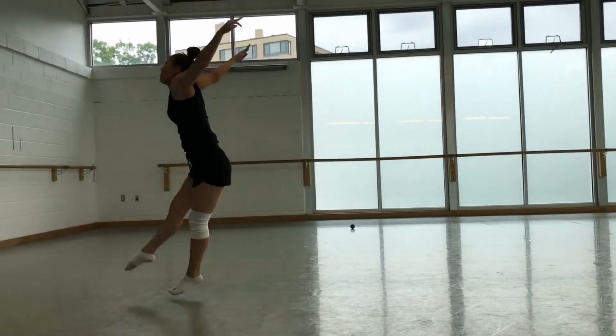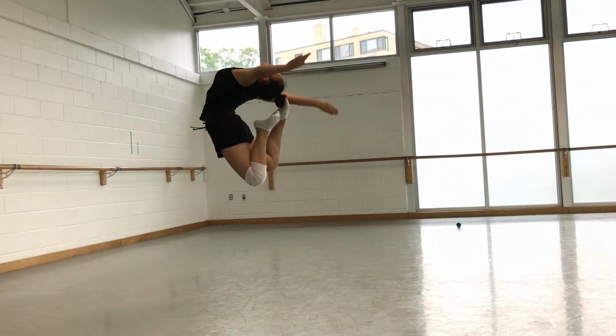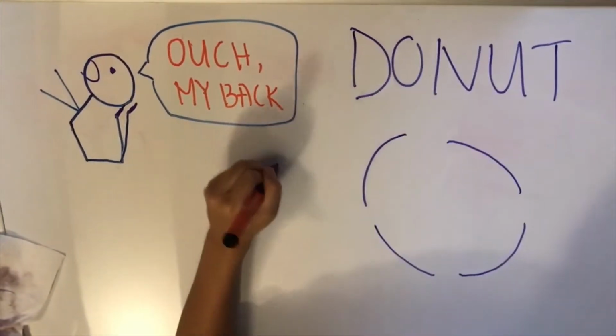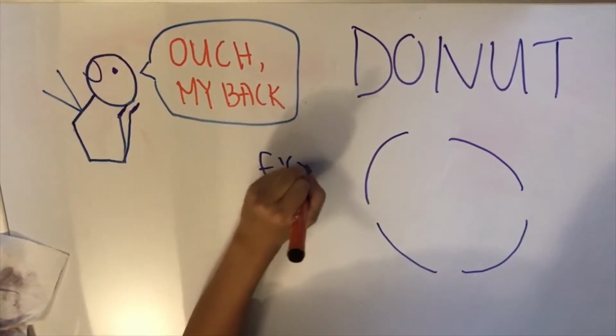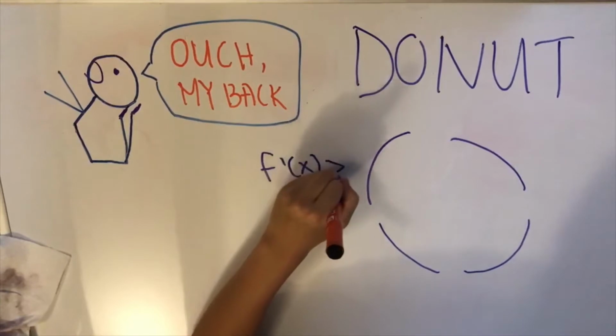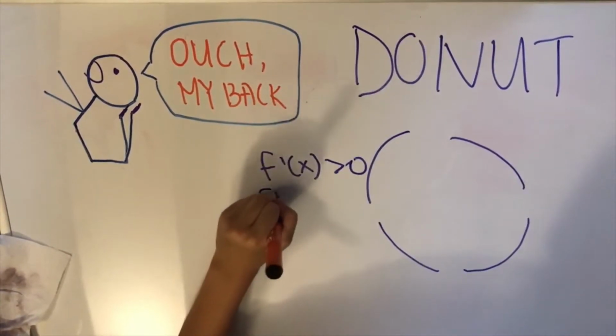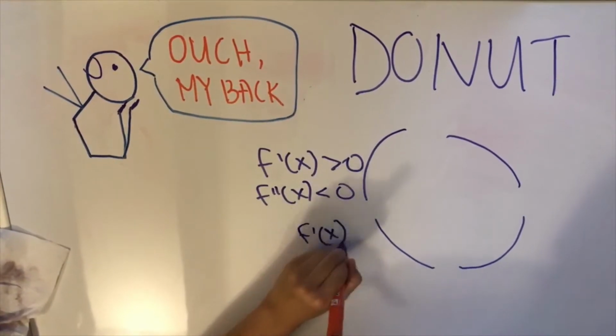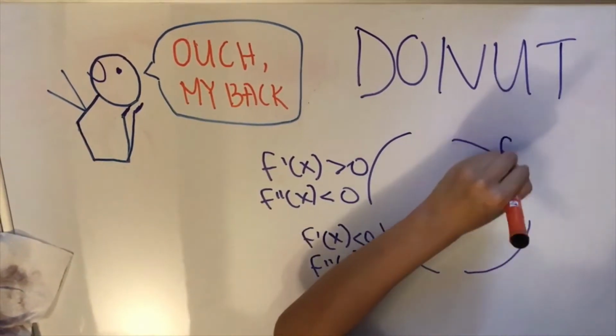Bodies can also make different shapes, like a donut. As you can see, the concavity of the body changes as Lily performs the jump. For example, the distance from her hip to her head looks like it is concave down and increasing. Therefore, we know that f prime is positive because the slopes tangent to her chest are increasing. We know that f double prime is negative because her chest is in a concave down shape, like the left side of a cup.